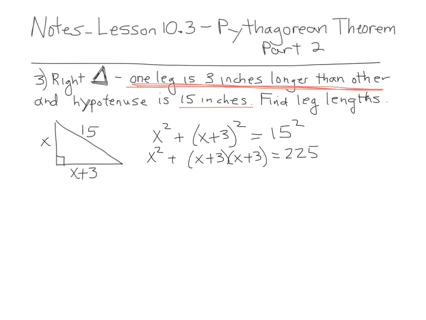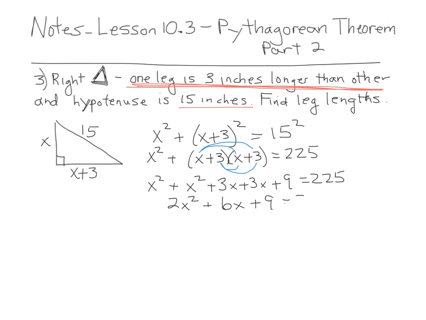Alright, you need to do some double distributing here. X times x, x times 3, 3 times x, 3 times 3. X squared plus x squared plus 3x plus 3x plus 9 equals 225. Add your like terms. 2x squared plus 6x plus 9 equals 225. Alright, we have x squared, which is quadratic.